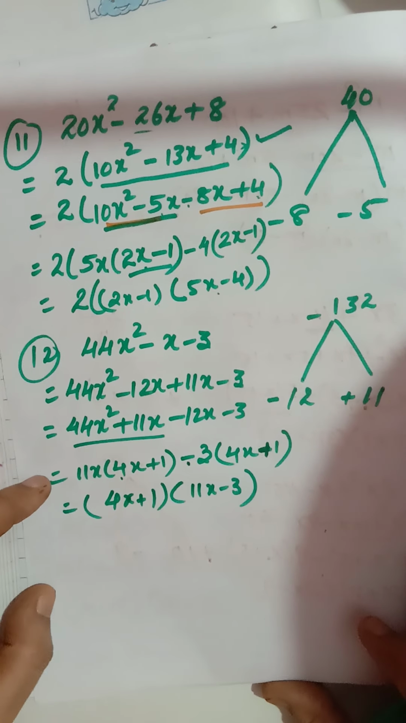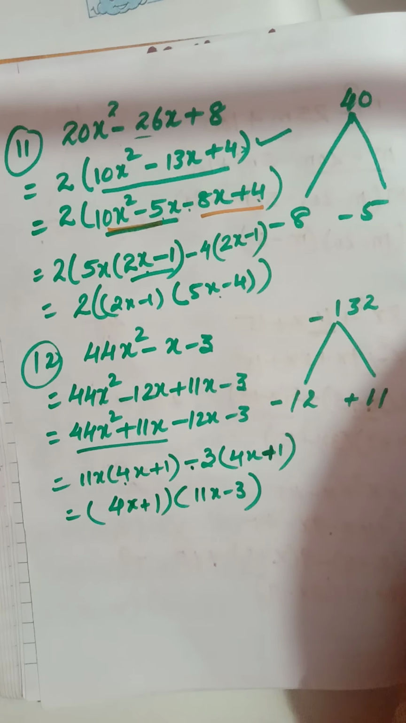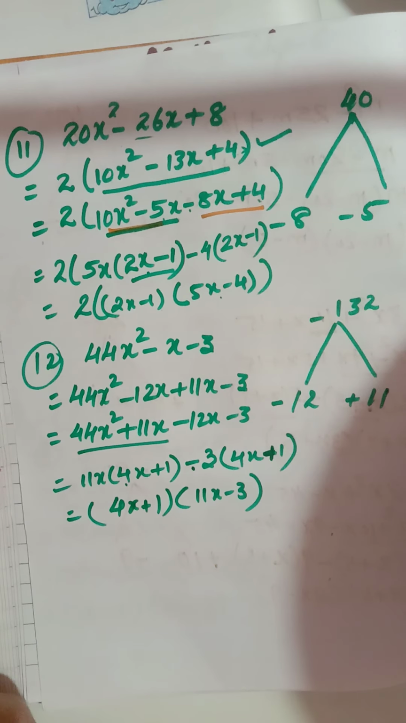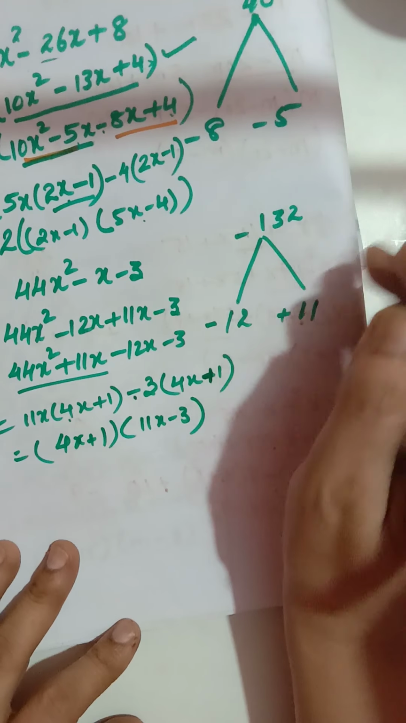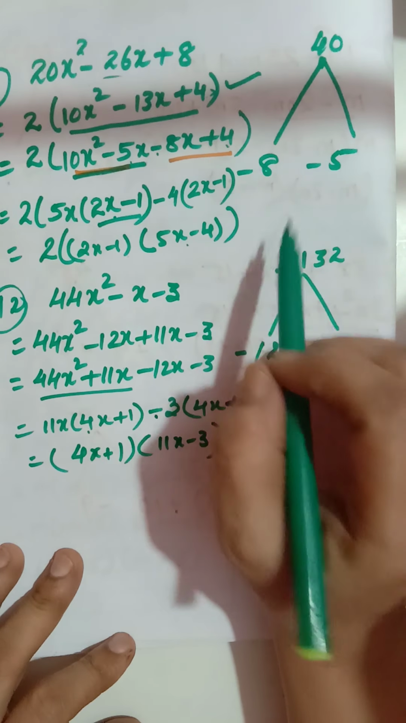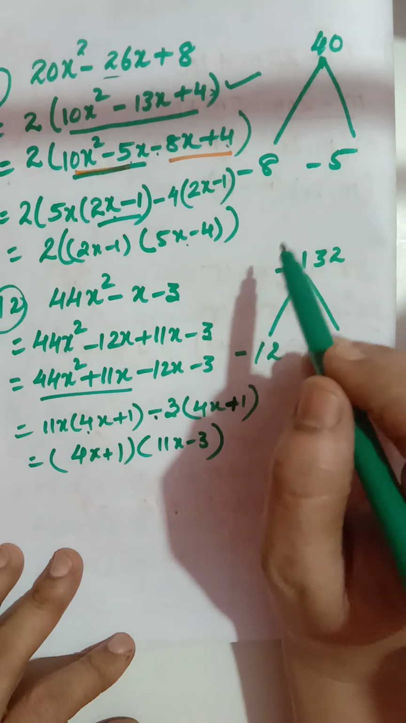So see children, these sums are easy but only require practice. Now one shortcut method I will just show you. Suppose children, if simple numbers like 40, it is very easy for you to find out 8 5s are 40, right?